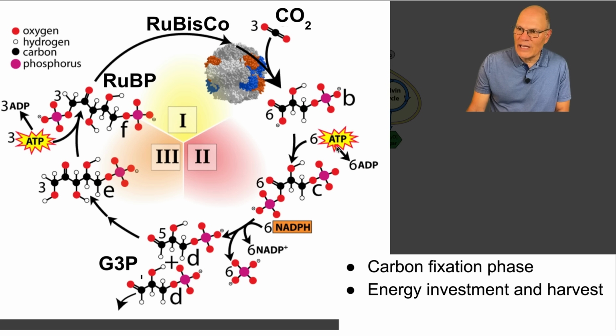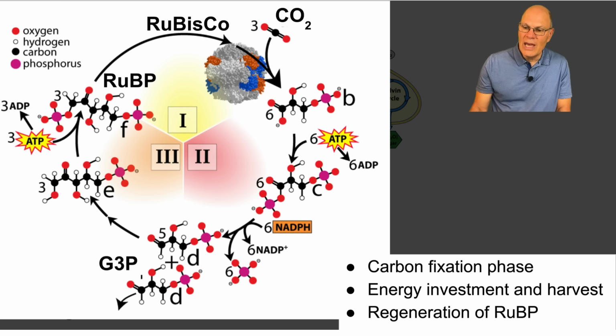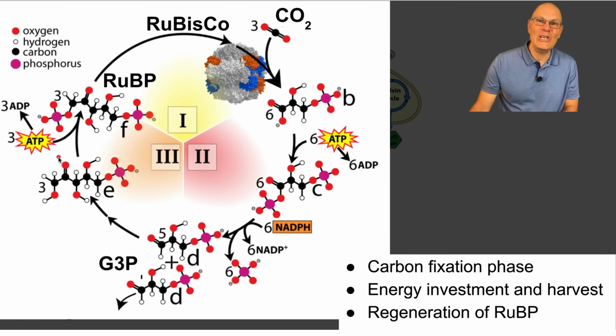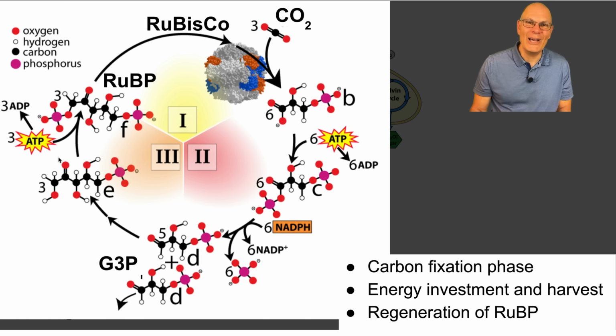Now there's energy investment. The products of the light reactions, ATP and NADPH, are used to energize this compound, and we wind up with G3P. That G3P can be harvested from the cycle and made into sugars or anything else the cell needs. In the last phase, that G3P, a 3-carbon molecule, is combined and changed in various ways so that we wind up with a bunch of RuBP, a 5-carbon molecule, and more ATP is required to make that happen. That's the Calvin cycle. That's how the carbon in you originally got into the biosphere.